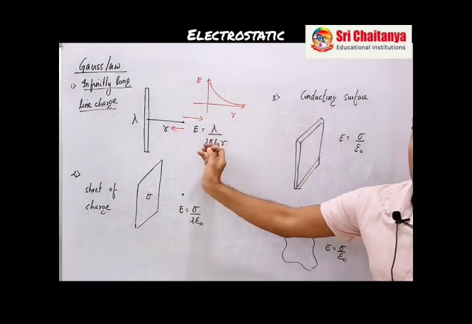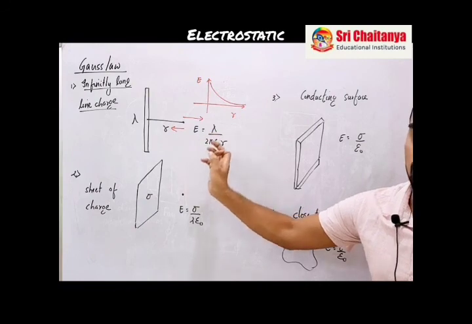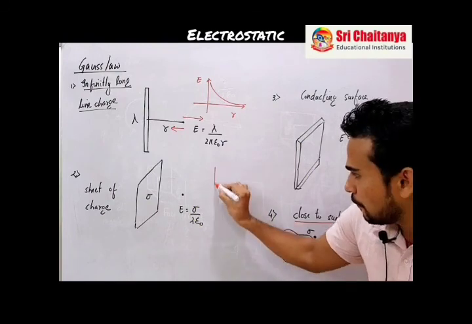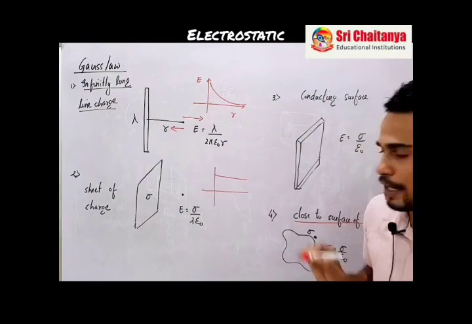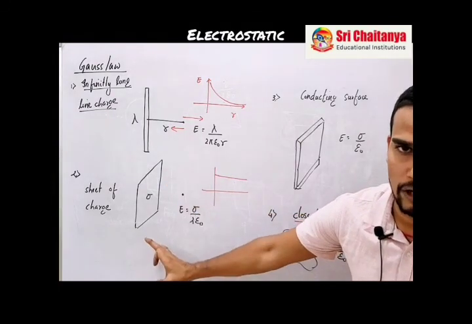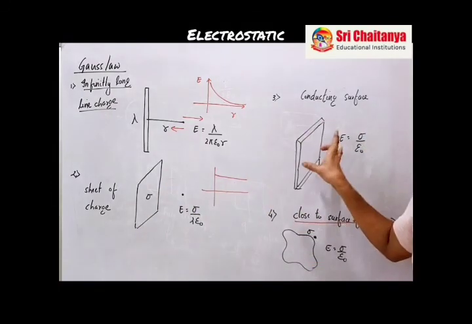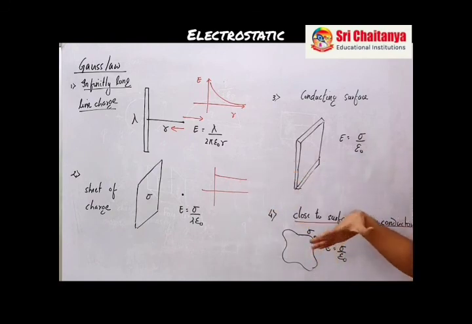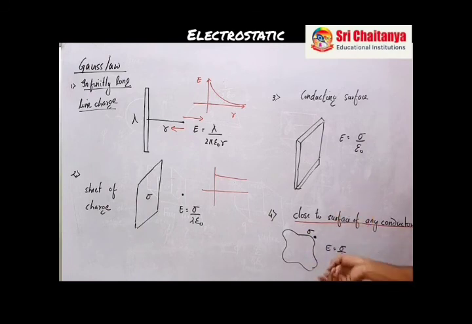So the first situation, the infinitely long line charge, lambda upon 2 pi epsilon naught r, the graph will be a hyperbola. Here also if you want to draw the graph, it will be a straight line. Plane sheet of charge, sigma by 2 epsilon naught, it will not depend on distance. Third situation, conducting surface, sigma by epsilon naught. Again if you draw, it will be a straight line. If you have any surface, shape doesn't matter, if you go close to the surface, it will behave as an infinitely large conducting surface. And for an infinitely large conducting surface, we already know sigma by epsilon naught. So here also field will be sigma by epsilon naught.